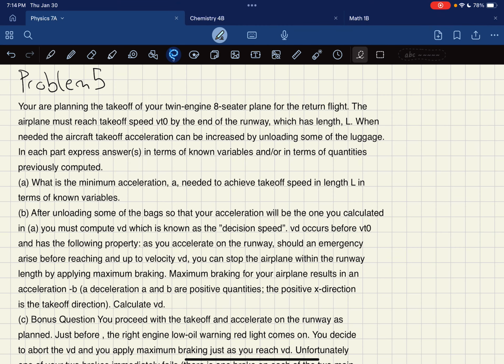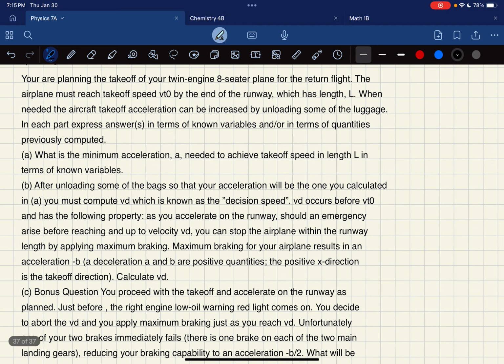Today I'm going to be doing problem 5 from the discussion worksheet. You can find this problem under, I believe, week 2 kinematics in the B courses, section 106 and 112. And this was I think the challenge problem, or at least the most challenging problem. I'm going to just walk through it, so we can read this together.